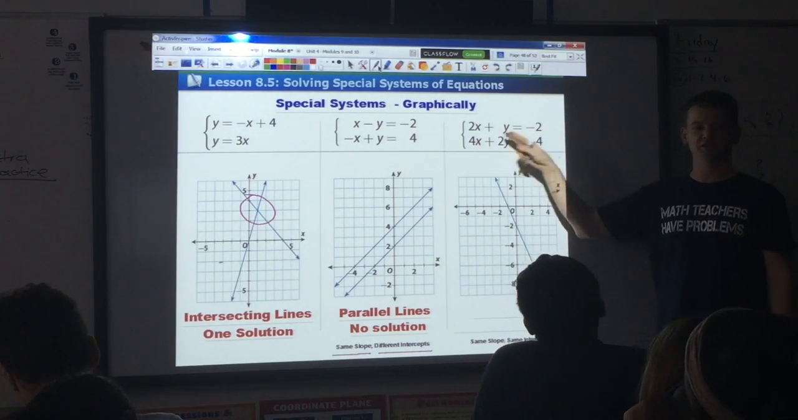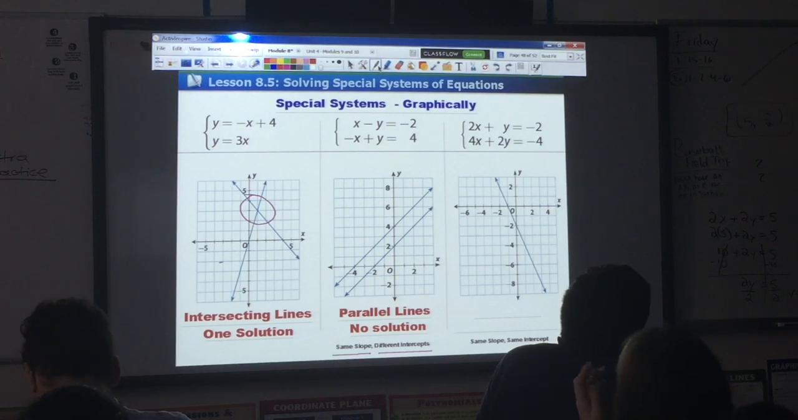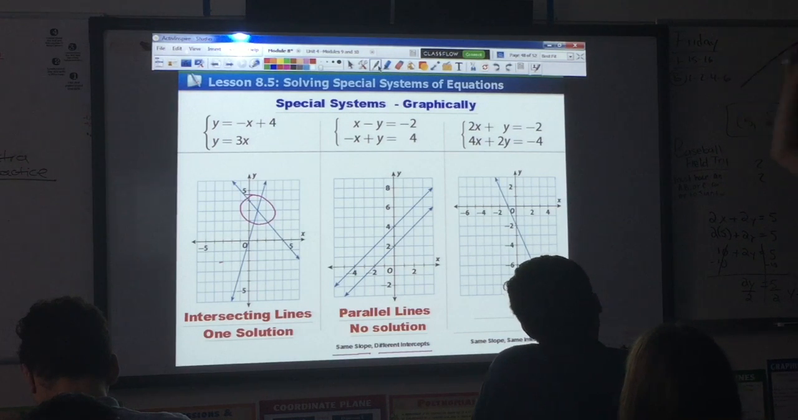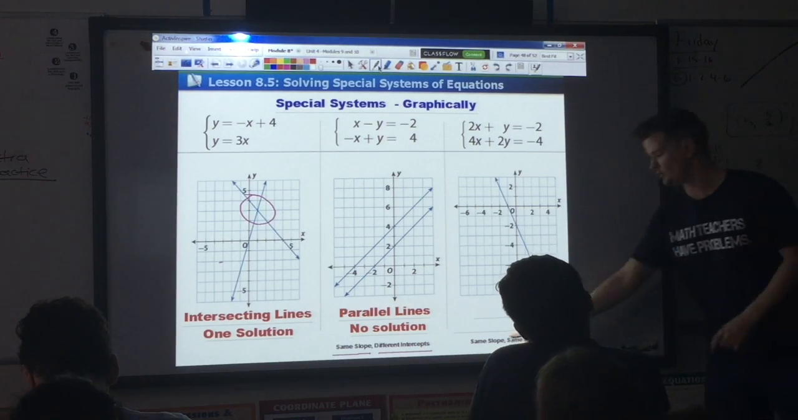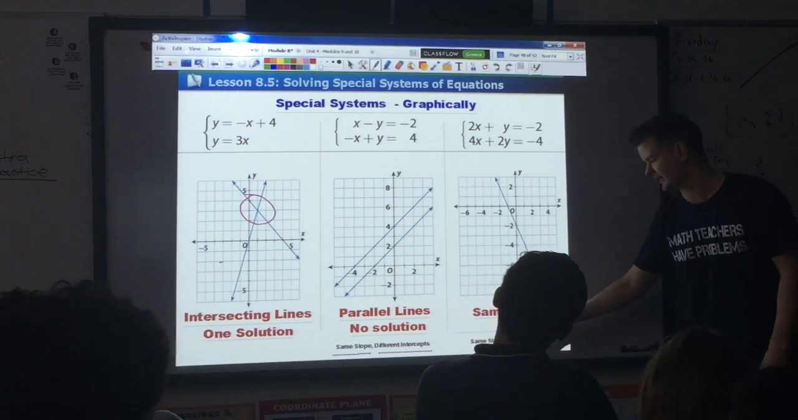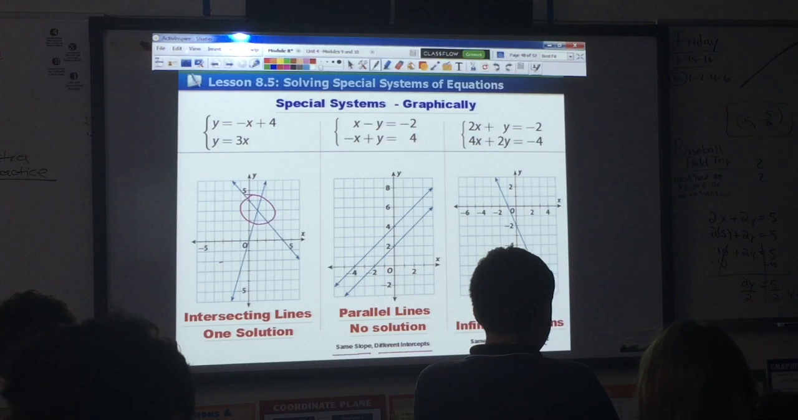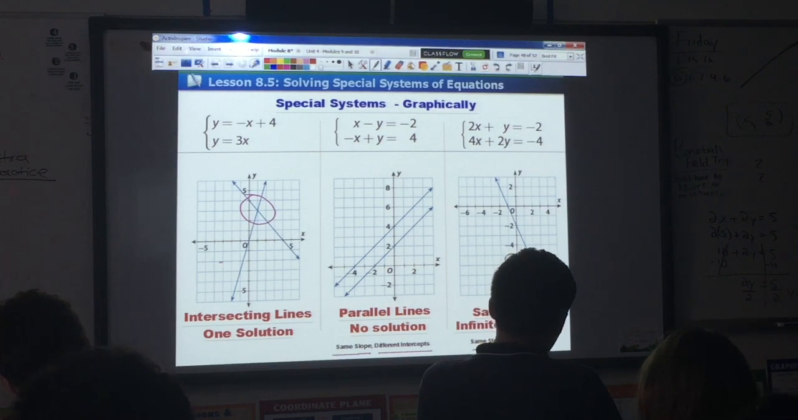If I were to graph both of these lines, here's what would happen. I would graph one line, then when I go to graph the other one, it would be the exact same thing. That means that these lines are touching each other forever, which is another way of saying infinity. If you get the same slope, same intercept, that means that you have the same line. That means that you will have infinite solutions.